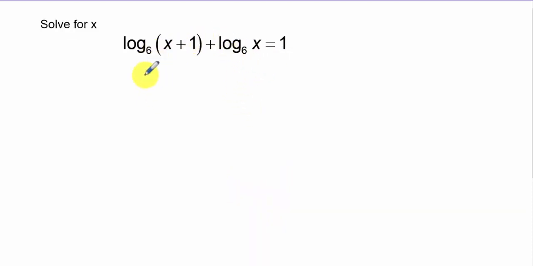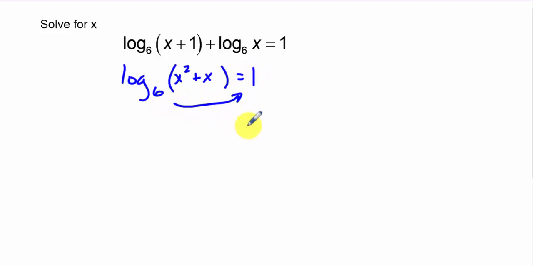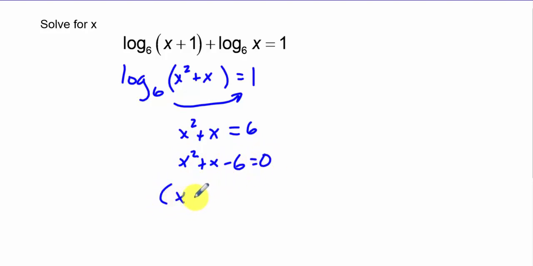Same concept for this, except when we multiply them together, that ends up being a quadratic, which means in the end we will likely have to factor. Change to exponential form, we get 6 is equal to x squared plus 1, or sorry, x squared plus x. It's x squared plus x minus 6 equals 0. X plus 3, x minus 2.